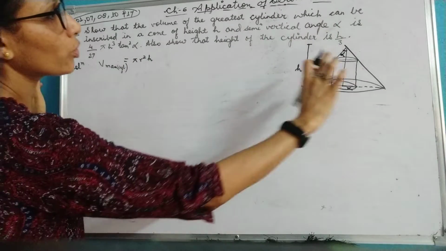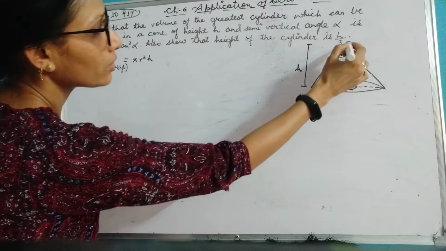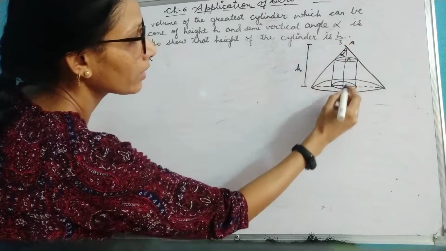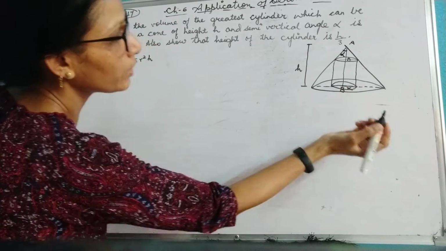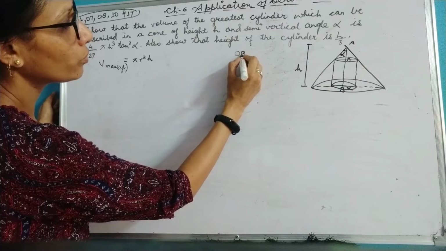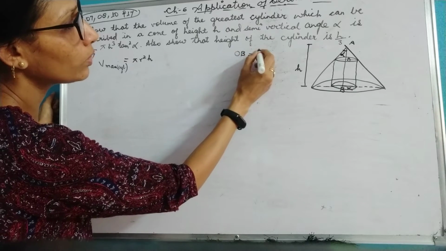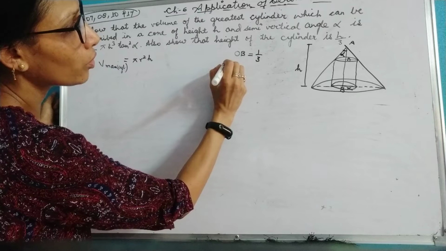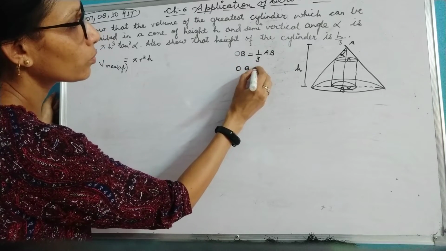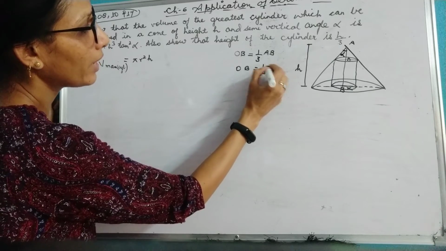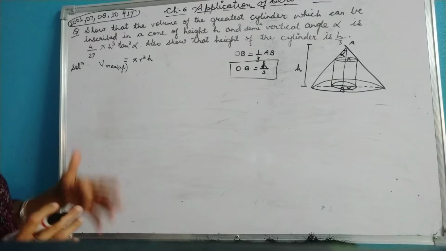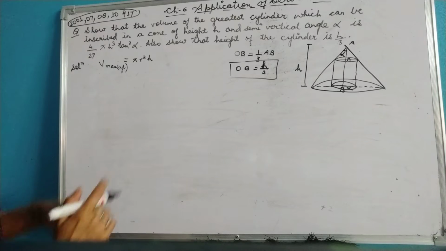Let this be O, A, let this be B. That means you need to prove OB equal to 1/3 of AB, or I can say OB equal to 1/3 of h, or simply h by 3. This you want to prove. Now let's see how we can prove this.